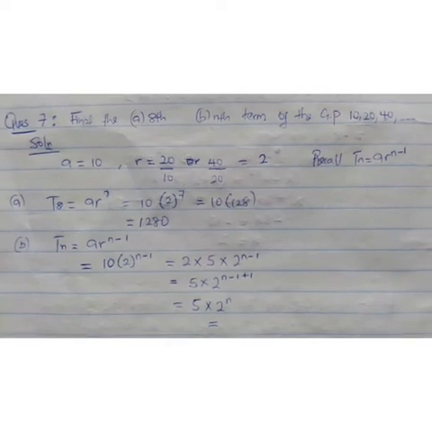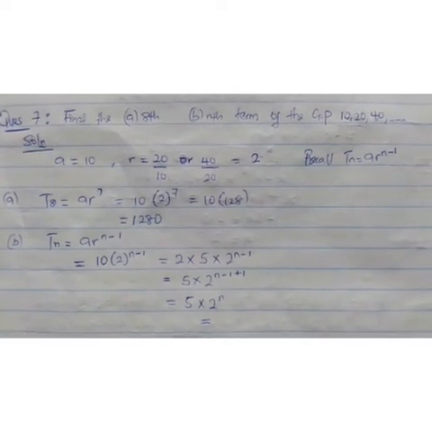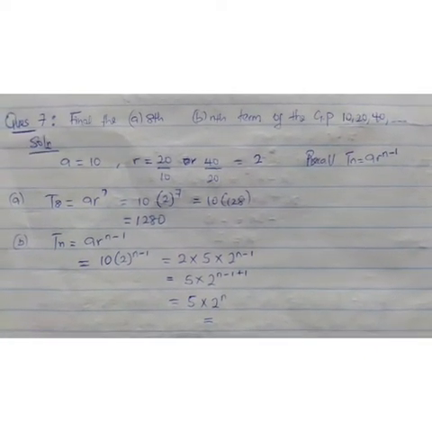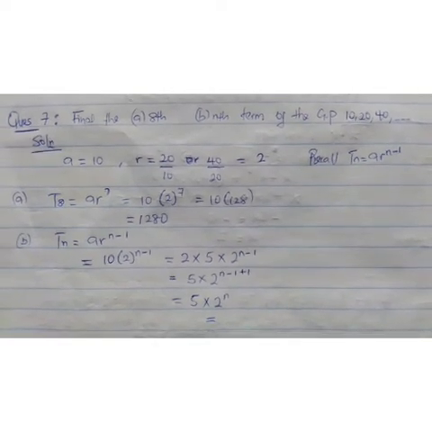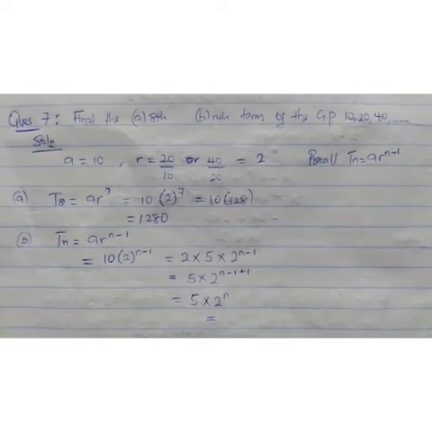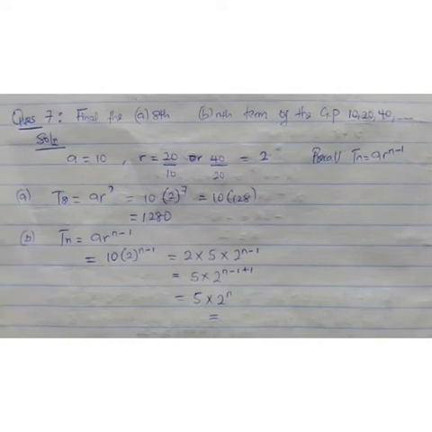Find the 8th and nth term of the geometric progression 10, 20, and so on. Solution. a = 10, r = 20/10 or 40/20, which is 2.